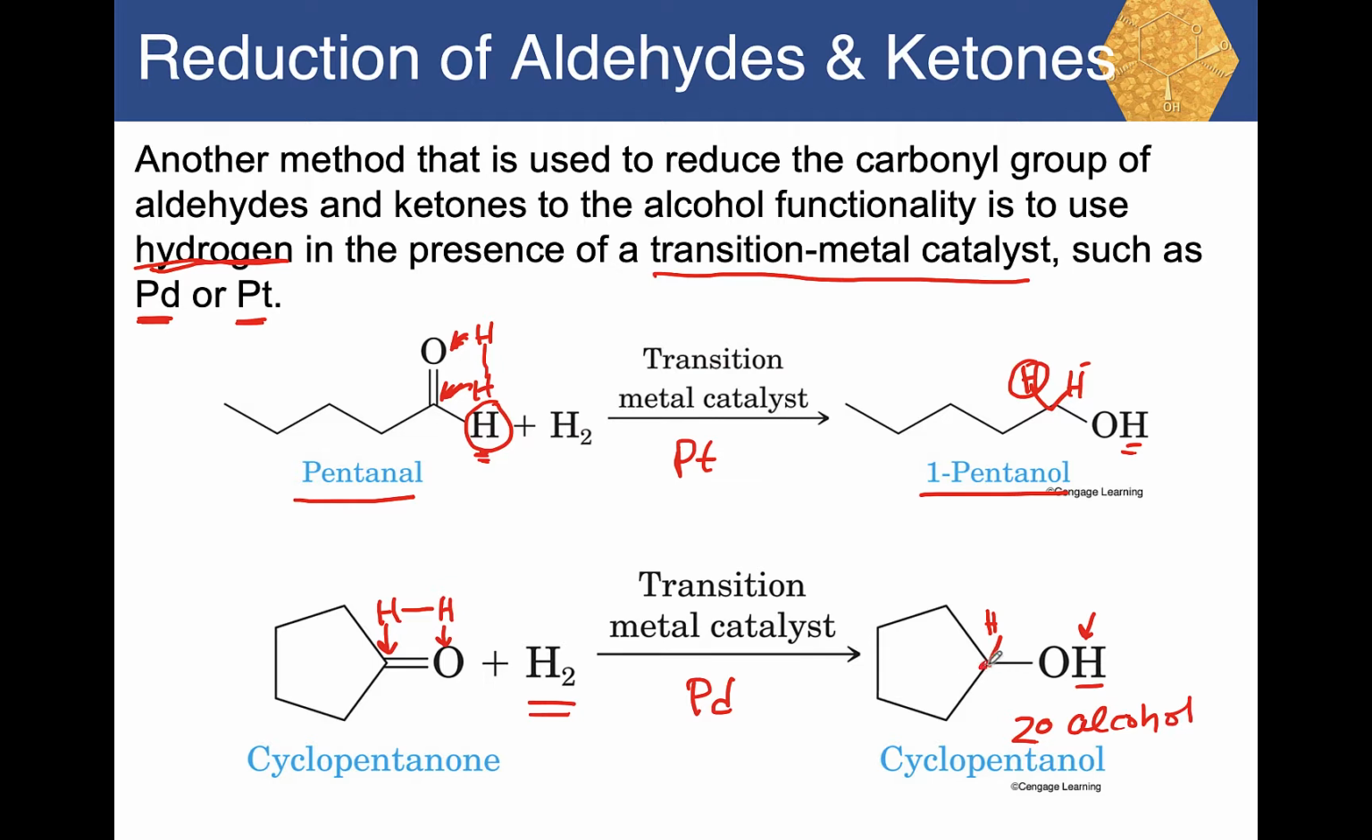Why? Because here's the carbon of the alcohol functionality, and it's bonded to two alkyl groups. That's a secondary alcohol. So again, you can see here you have some flexibility in terms of your choice of reducing agent. You can use sodium borohydride followed by hydrolysis, or you can use molecular hydrogen in the presence of a catalyst to produce your product.